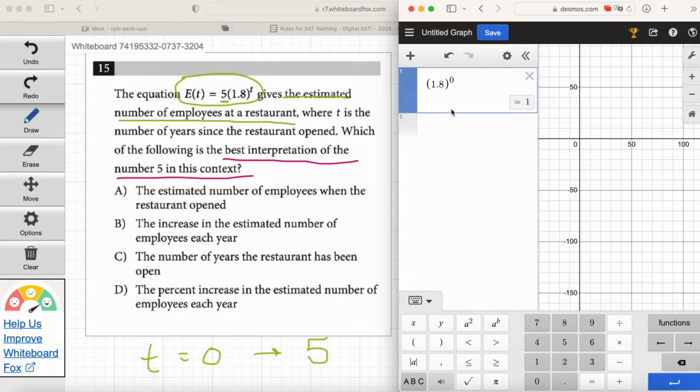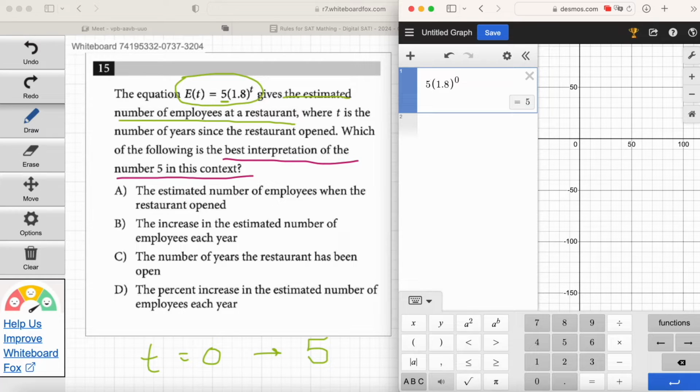That'll kind of make sense of the expression, but again, just punch it in Desmos, and you don't need to worry about it. So we get 5 times 1, and that's 5. We can interpret what that means. That means when no time has passed, there's 5 employees at the restaurant. Does that make sense? Yes. Okay, that might be enough to give us the right answer.